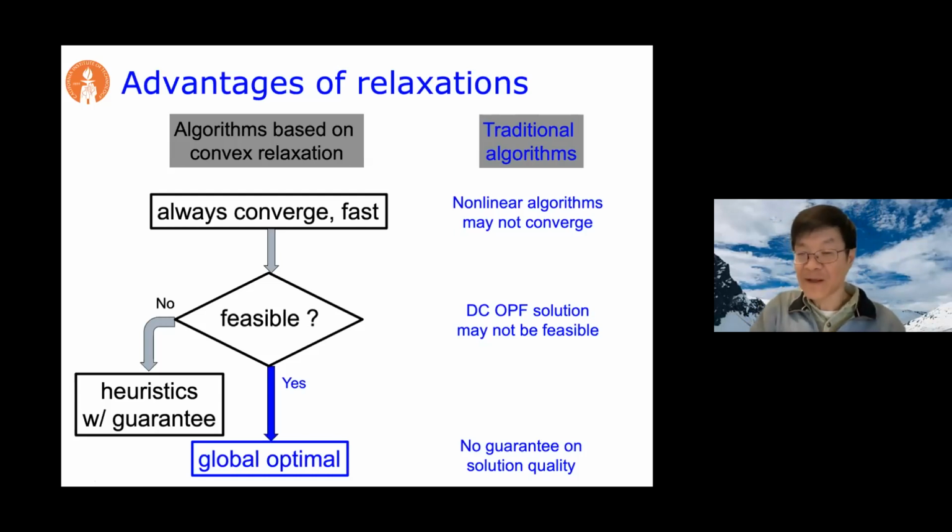Depends on applications. For some applications, DC-OPF is perfectly fine. For others, it's not. And also, for local algorithms, there's no guarantee on solution quality. Okay, so we'll actually come back to this point later on. But these are some of the properties of traditional algorithms. Algorithms based on convex relaxation: in theory, it converges.